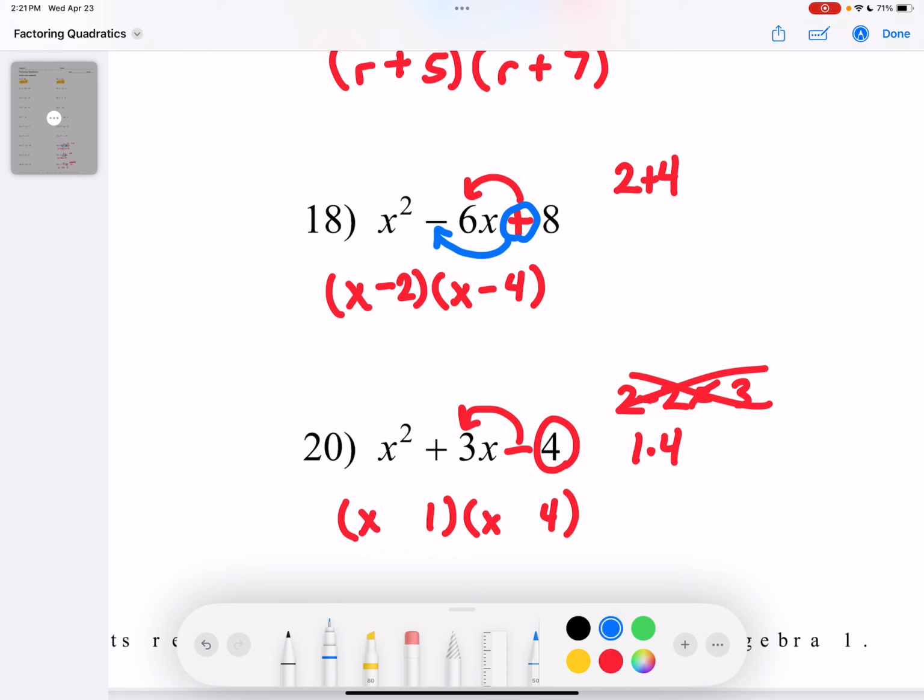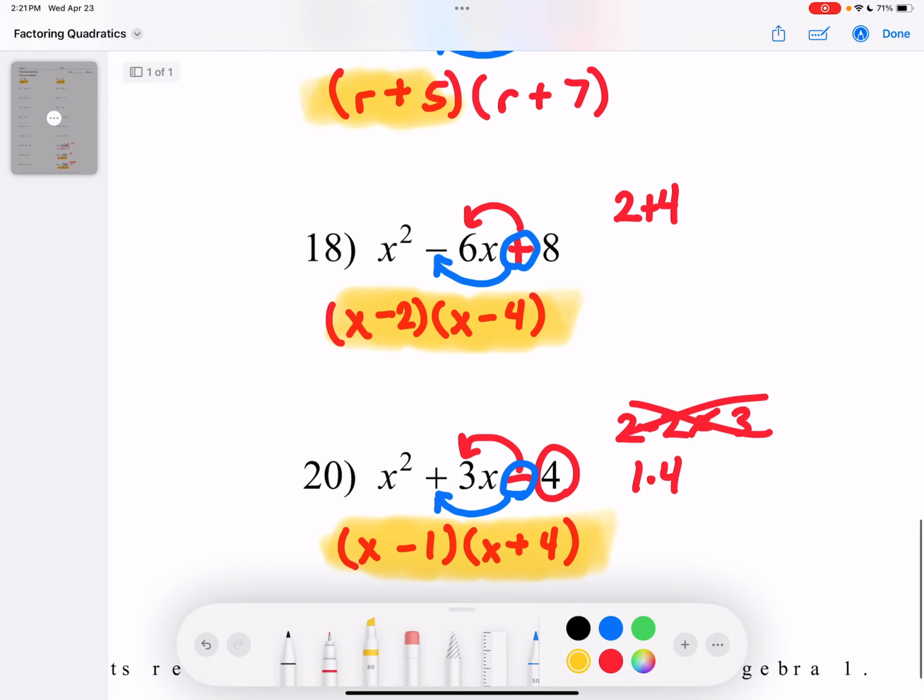Okay? And now that our sign here is a negative, that means that our signs in our parentheses are conflicting. They're not the same, okay? So what I do is the bigger number is going to win a plus. So we put a plus there and a minus there, and that's my answer.